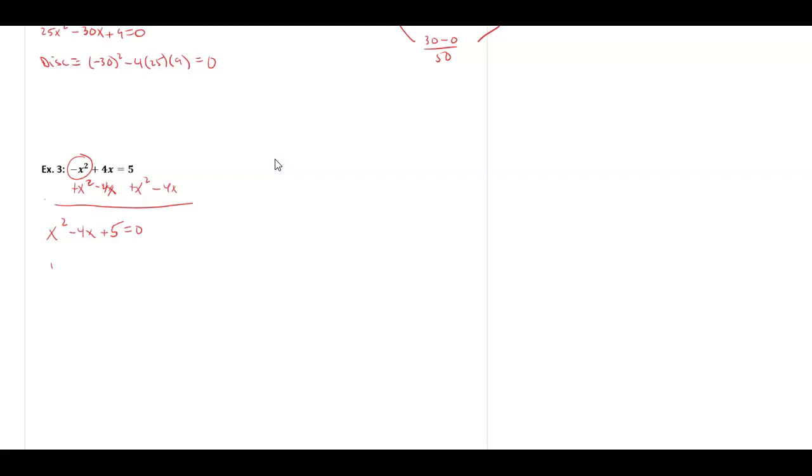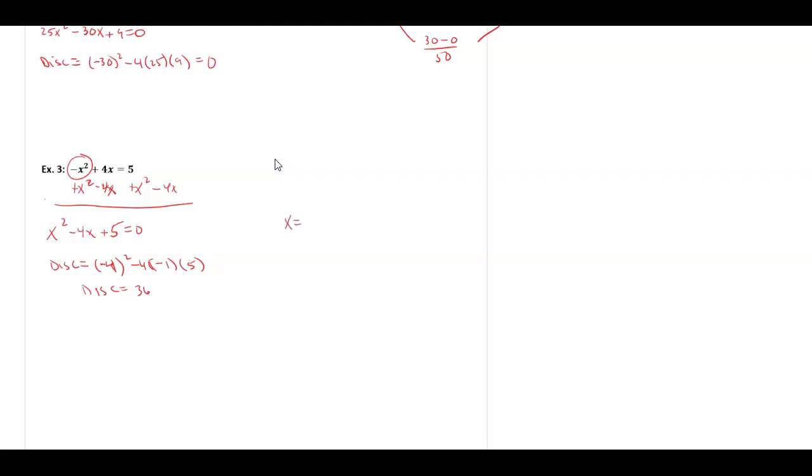Now I can evaluate the discriminant. So this discriminant would be b squared, so negative 4 squared minus 4 times negative 1 times 5. So right away here, 16 plus 20 will give you 36. Our discriminant here is 36, so this will give us two solutions.